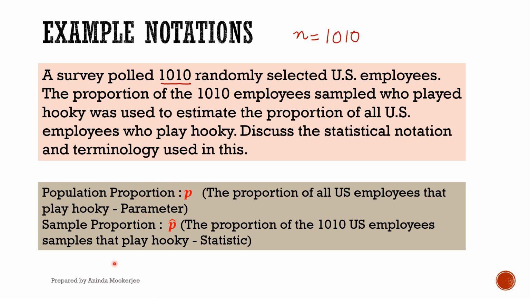The sample proportion represented by P hat is the proportion of the 1010 US employees or samples that play hooky. So out of a total of all US employees, which could be in millions, several hundred millions, a sample of only 1010 were randomly selected, and the survey was sent out asking whether they played hooky or not. Okay.